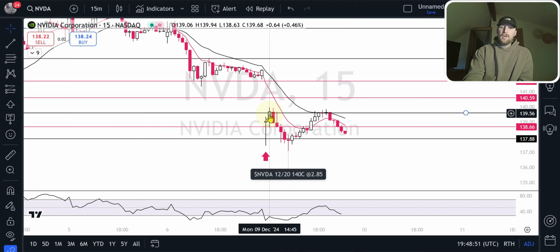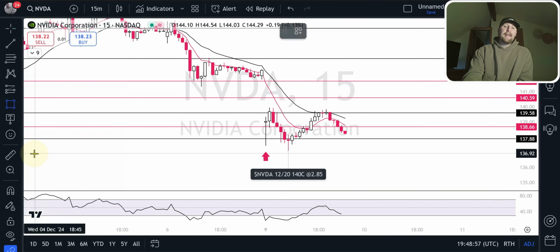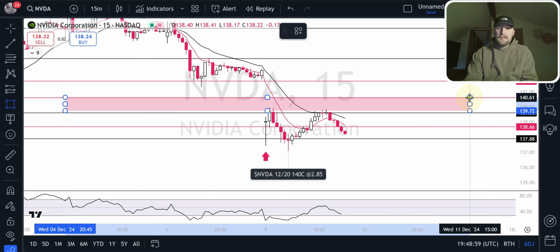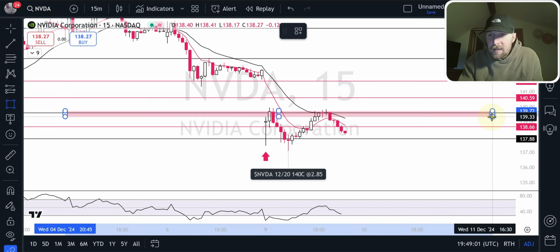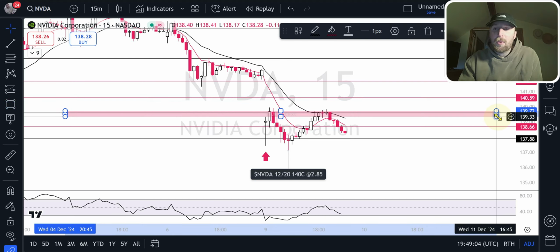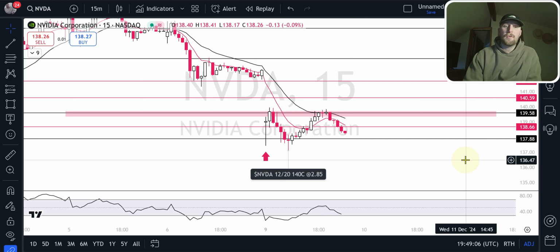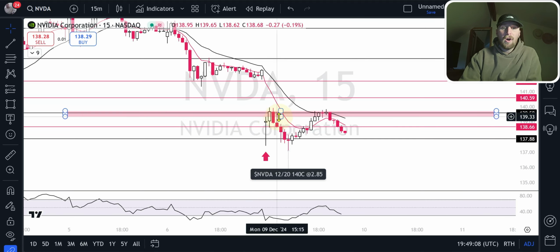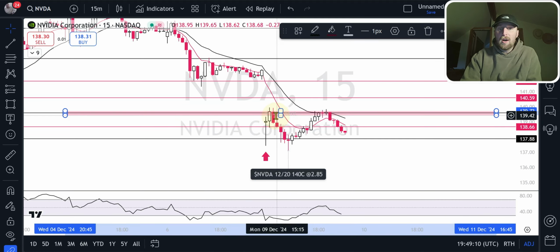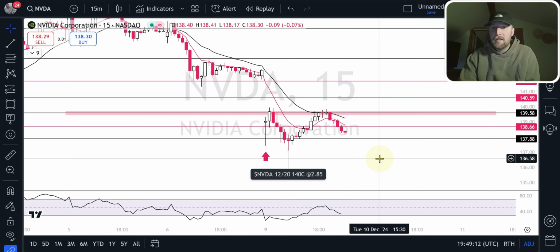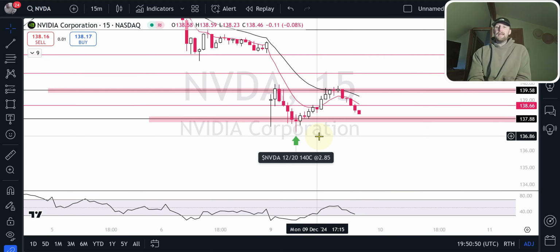Okay, we did touch on wicks a little bit, but remember, think of these lines more as zones. It doesn't have to be a perfect line that it rejects. Each of these lines is a zone of resting liquidity. So why did we enter these NVIDIA calls? Why did I alert these NVIDIA calls in the Discord today? I'm going to show you.